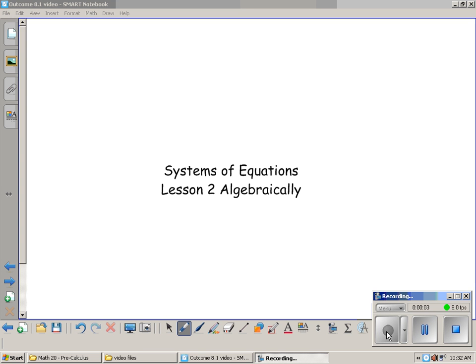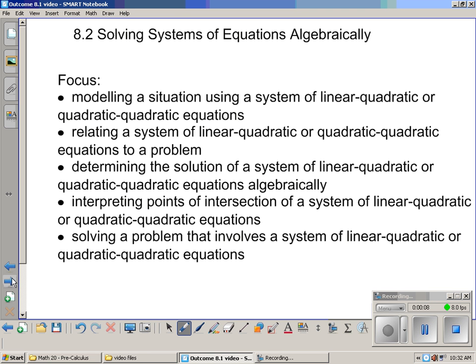Systems of Equations, Lesson 2, Algebraic. So this lesson is going to focus on solving systems of equations algebraically.